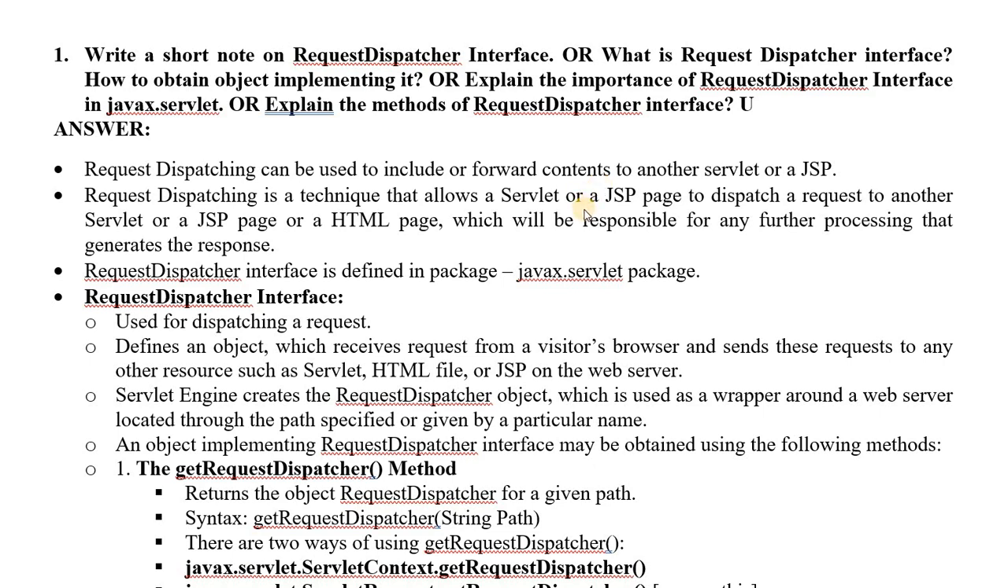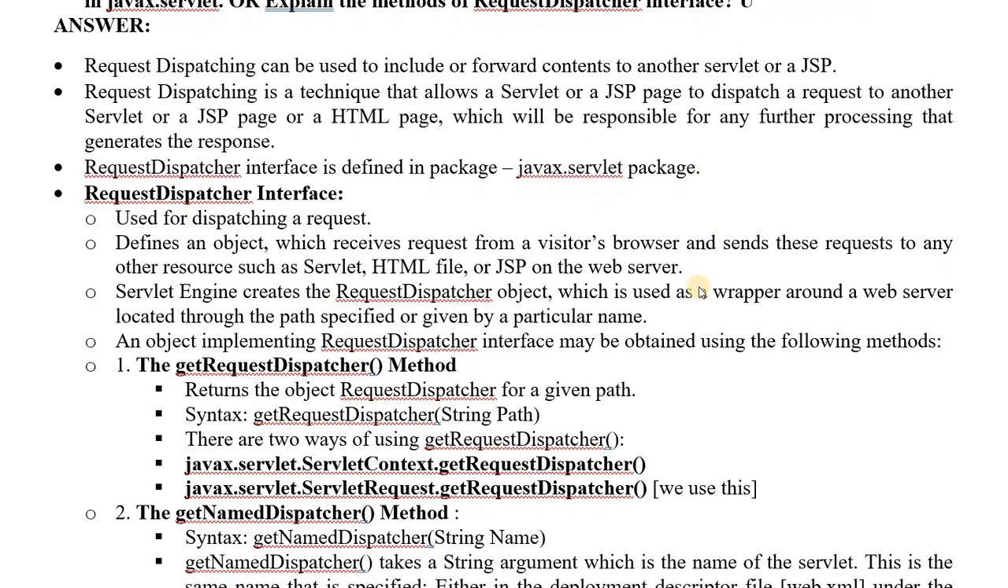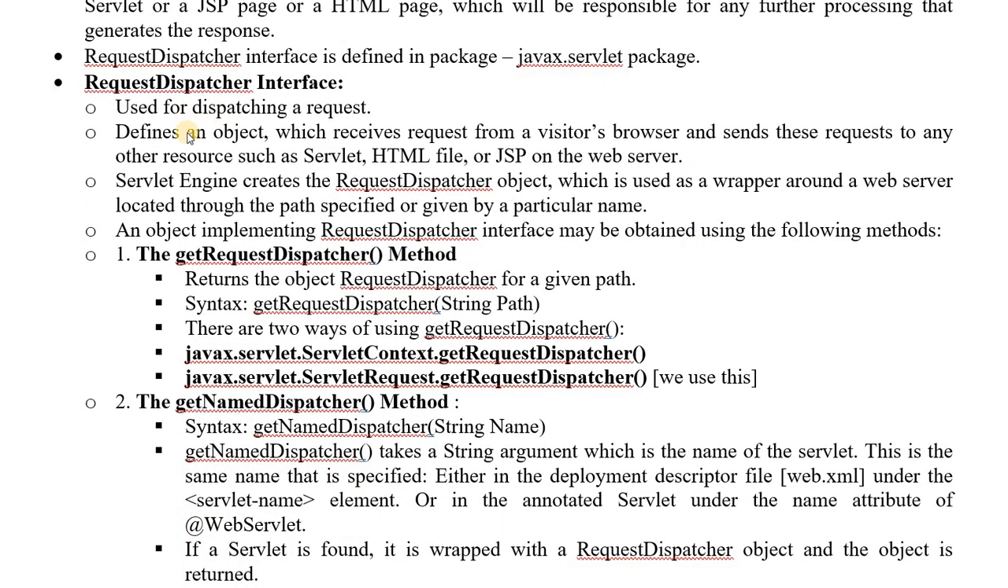It is a technique that will allow a servlet or a JSP page to dispatch a request to another servlet, another JSP page or an HTML page, which will be responsible for further processing. Where is this request dispatcher interface defined? It is defined in the javax.servlet package. The request dispatcher interface is used for dispatching a request. It defines an object which will receive a request from the browser and send these requests to any other resource. Now, what can be another resource? It can either be a servlet, a JSP, or an HTML file.